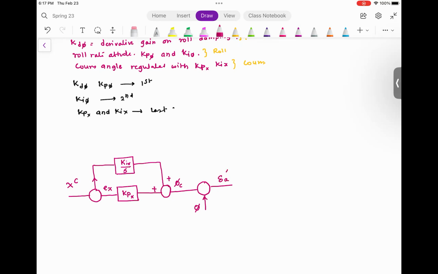Then this aileron output, the error in phi, gets fed. It's a long transfer function. Proportional gain on phi, another integrator gain on phi.